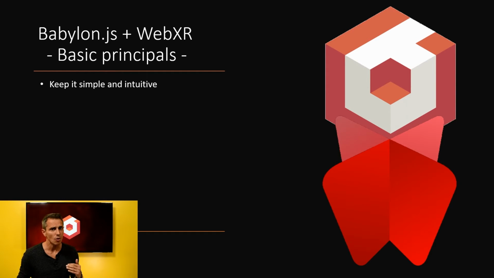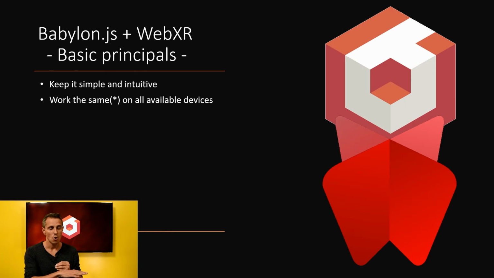First, as always, the goal is to make things easy, right? So you're going to see the minimum amount of code to do the maximum. That's something very important. Things have to work the same across all the devices. There's a little asterisk here. It means, of course, it depends on the capability of the device, but as long as there is a common ground, things should work the same.